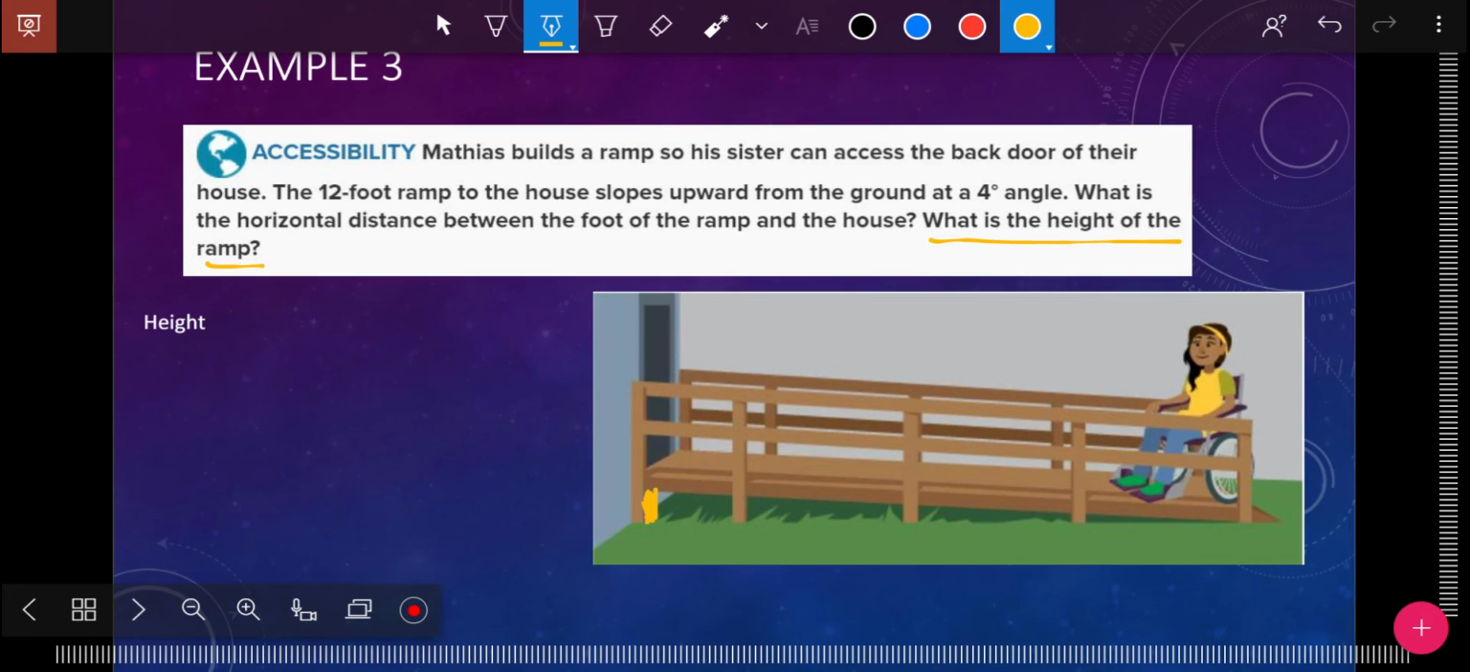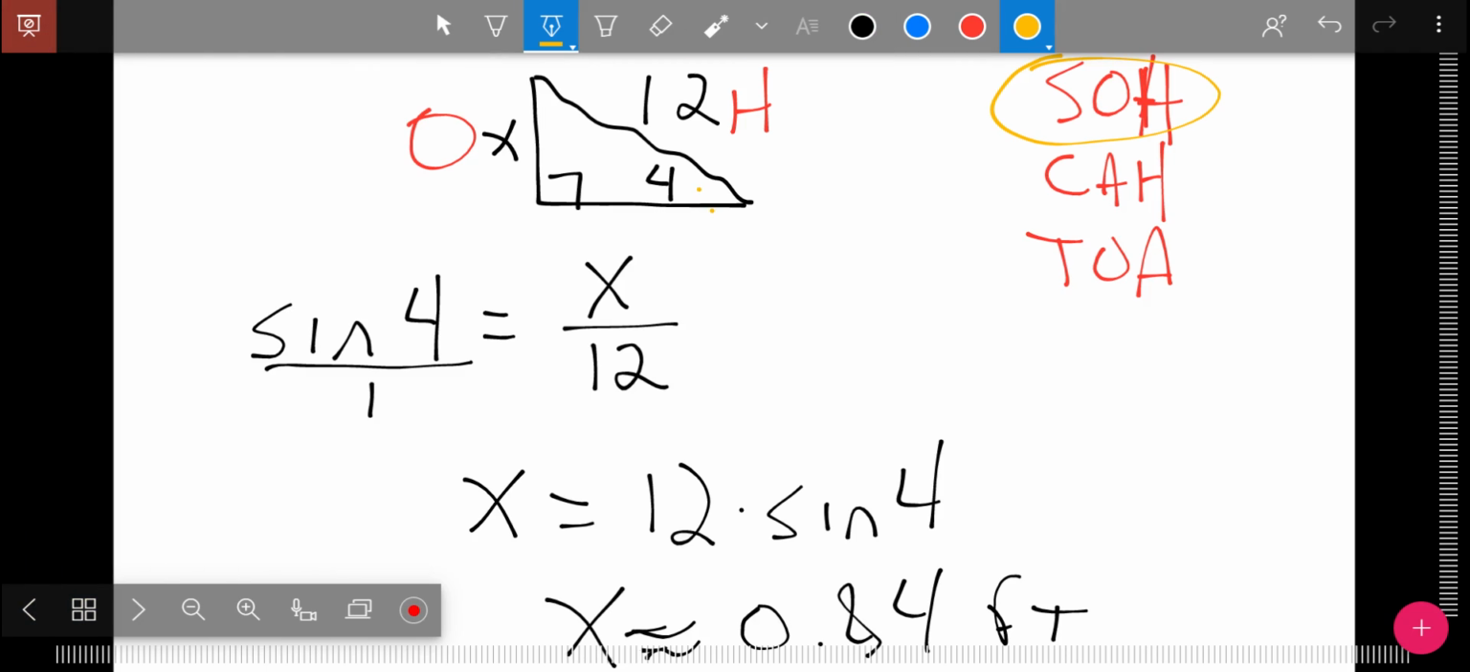You can also use this problem to find the height. Same setup. I'm just trying to find this height now. I redrew this here. And so the height was across or opposite from the 4 degrees. The ramp is still 12. And so I'm using the opposite and the hypotenuse, which means I'm using SOH. And it's just because sometimes x will be on bottom, sometimes it's on top. It might be good to start writing it as a proportion. So sine of 4 over 1 equals x over 12.